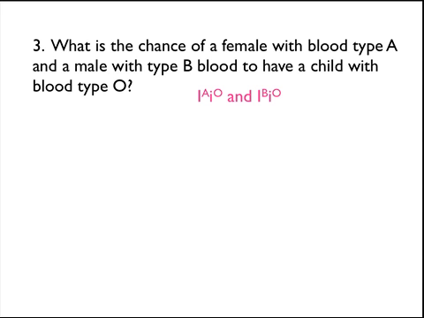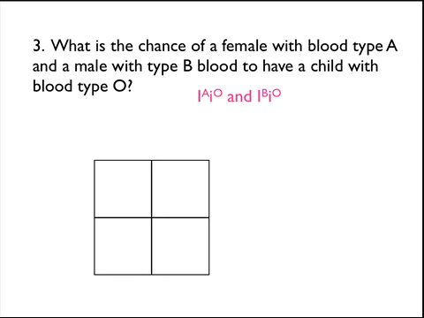So the female would have to have an A and an O, and the male would have to have a B and an O. So we're going to make an assumption here that these are their genotypes. It's just the only way that it's possible. So we set up our Punnett square with the female and the male's blood type and fill it out.